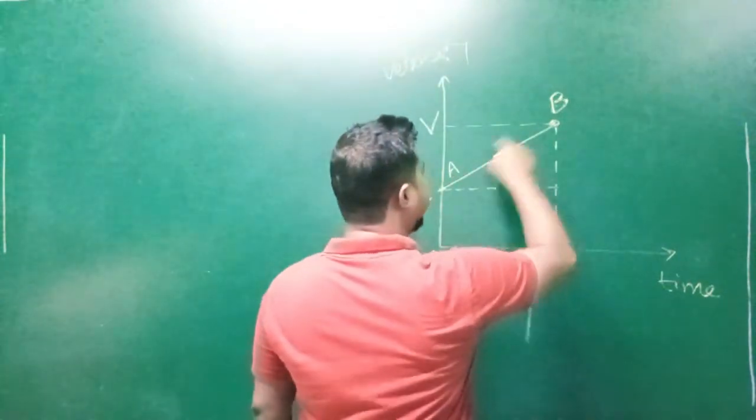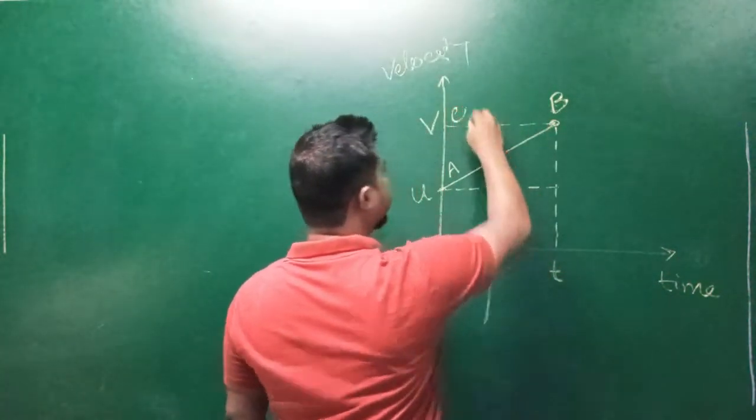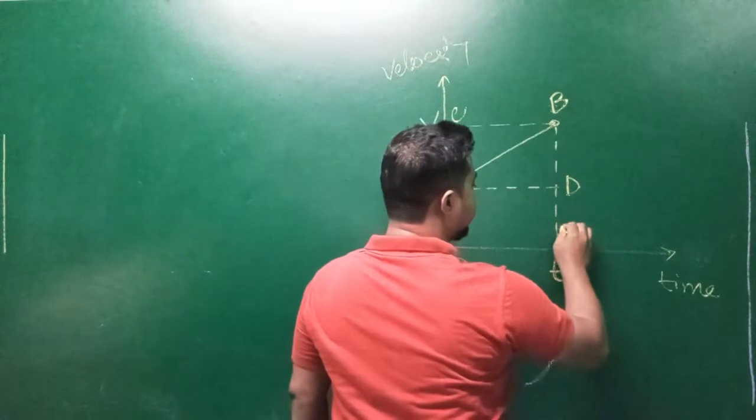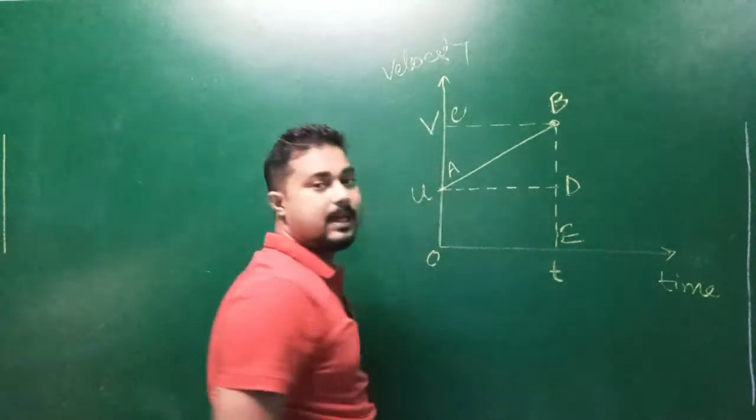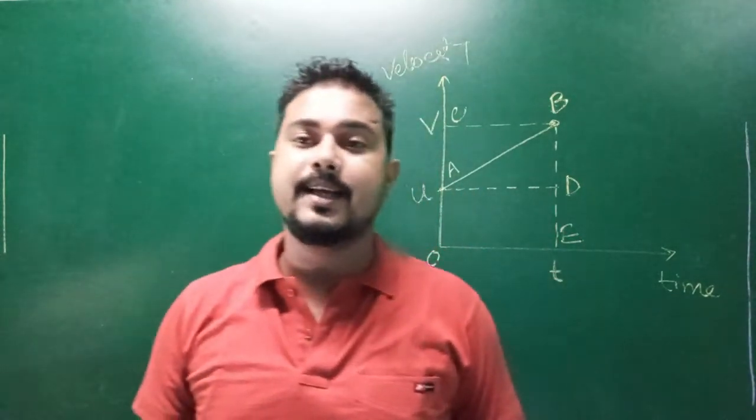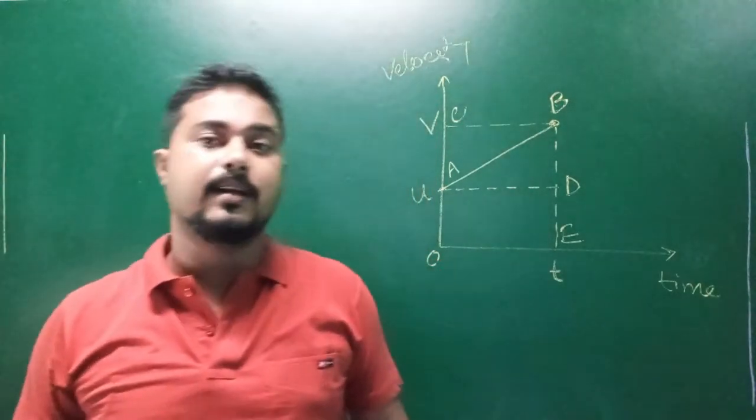A point we call a, another point we call b, another point we call c, another point we call d, another point we call e, means the figure is exactly same like the last classes.